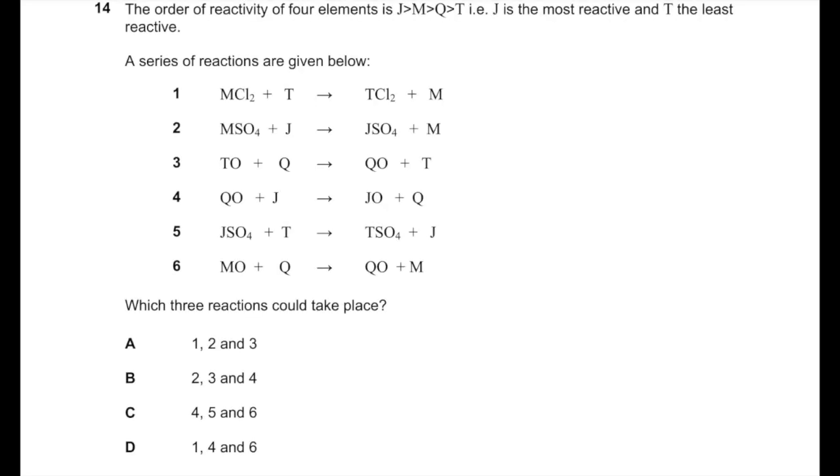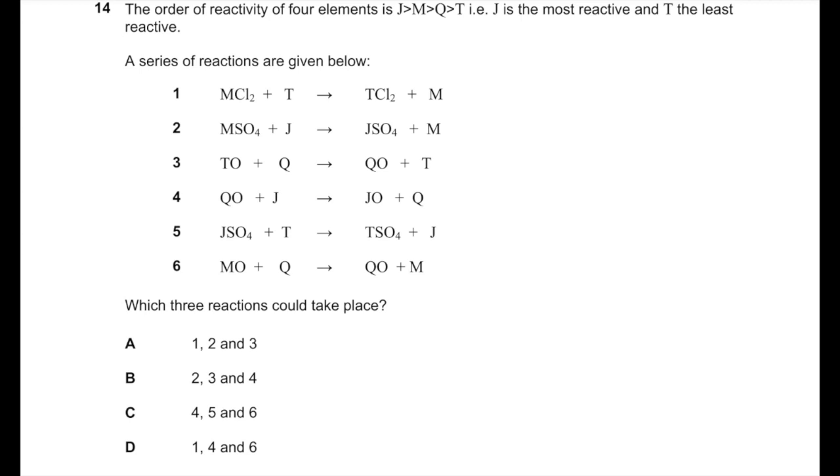The order of reactivity of 4 elements is J is greater than M, which is greater than Q, which is greater than T, i.e. J is the most reactive and T is the least reactive. A series of reactions are given below. Which of the 3 reactions could take place? So this is a chemistry-based question about displacement, essentially, and should be relatively straightforward.